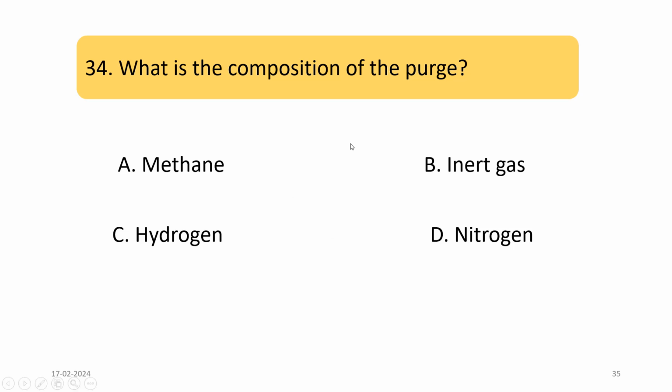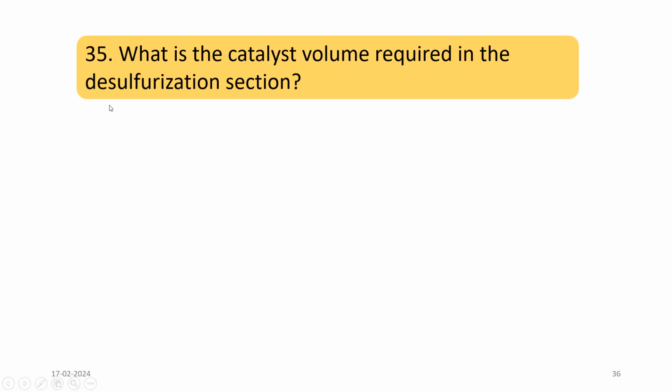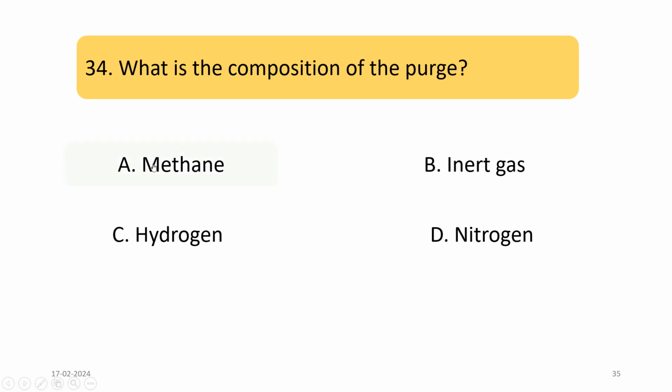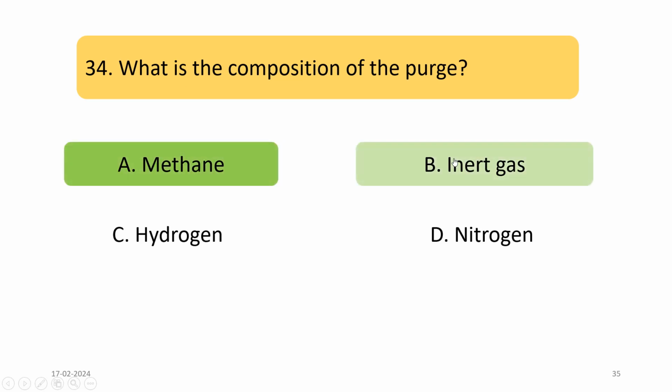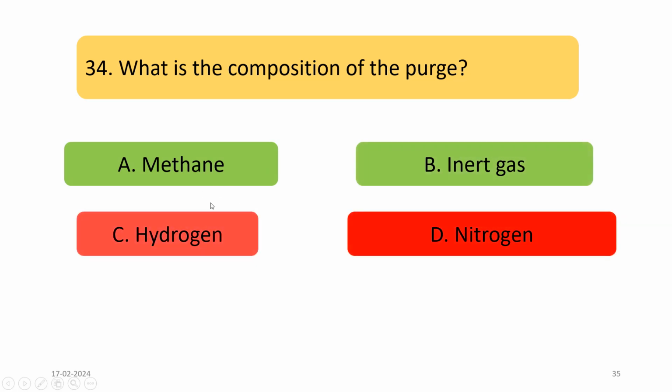So here the answer will be methane, inert gas. Okay, methane and inert gas. Maybe a small amount of hydrogen will be there in the purge, but mostly in the purge gas after production of liquid ammonia, only methane and inert gas is left. Okay.